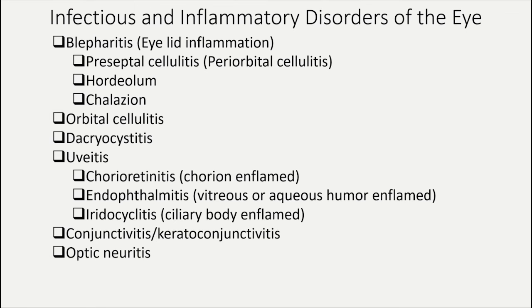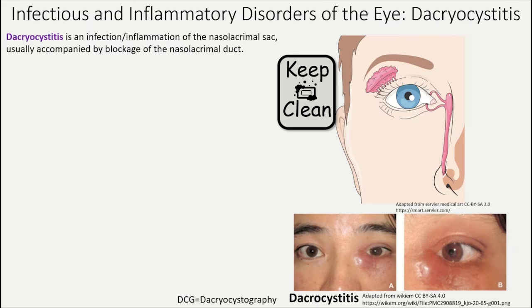Now we move on to Dacryocystitis here. Dacryocystitis is a much more rare bugger, but nonetheless important to be aware of. It's inflammation of the nasolacrimal sac. So a quick anatomy review here.